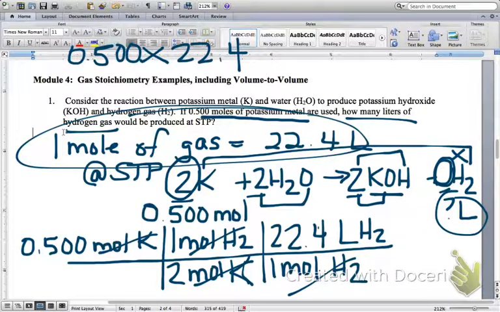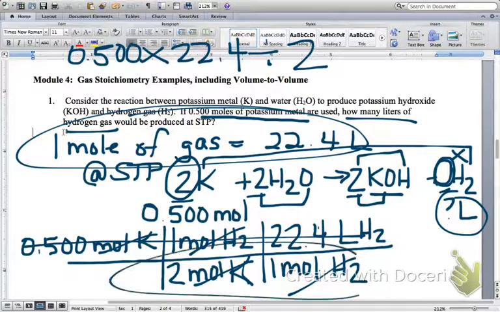Okay? And then what? After I times by 22.4, what am I going to do then? I think I heard divide by 2. Divide by 2. You got it. The things that go across the top right here, that's what we multiply. And the things that are in the bottom right here, that's what we divide by. So it's going to be 0.500 times 22.4 divided by 2.